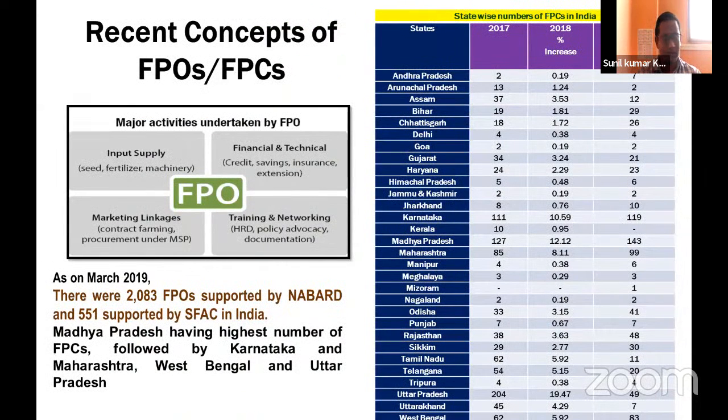The recent concept of FPO is one of the finest examples of end-to-end approaches for market-led extension and private players itself. Now they have come up with establishing more than 10,000 FPOs in the country. Government has come with this initiative, and these FPOs can provide different activities like input supply, financial and technical services, marketing, linking, trading, and networking for the different communities and different sections of farmers. Presently Madhya Pradesh has the highest number of FPCs in India, followed by Karnataka, Maharashtra, West Bengal, and Andhra Pradesh. You can see the figures of these FPOs.